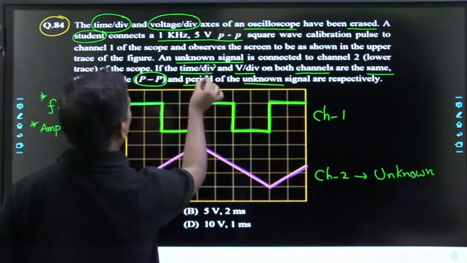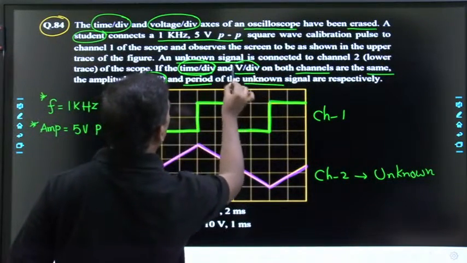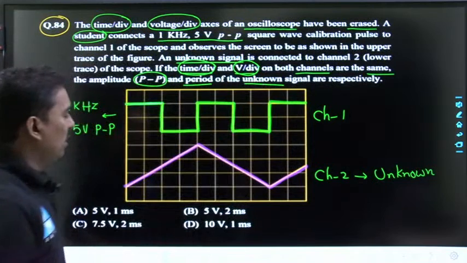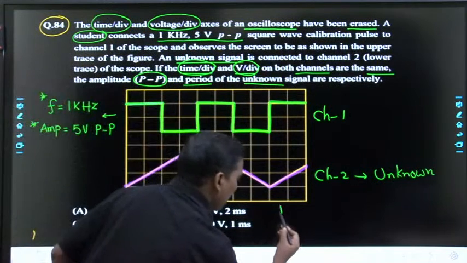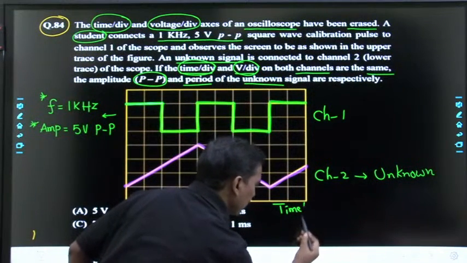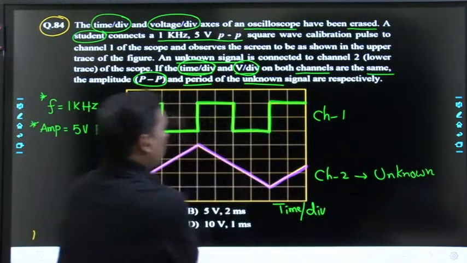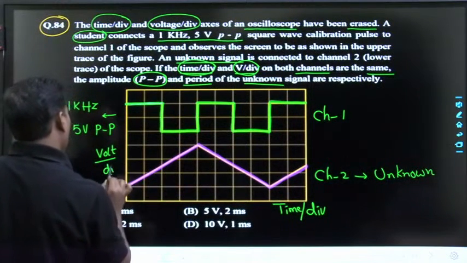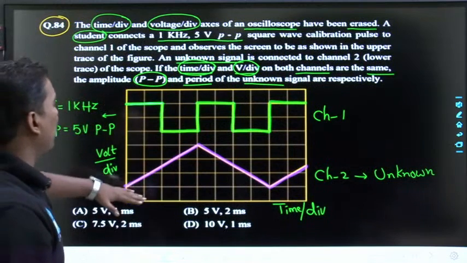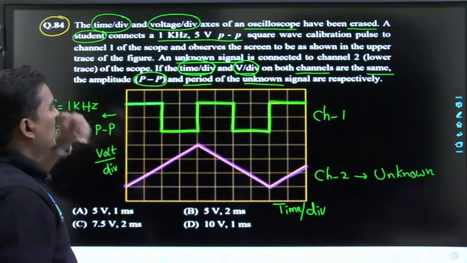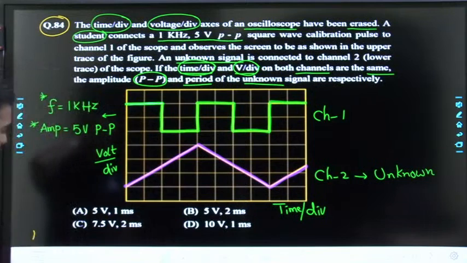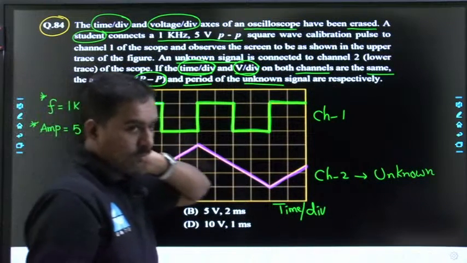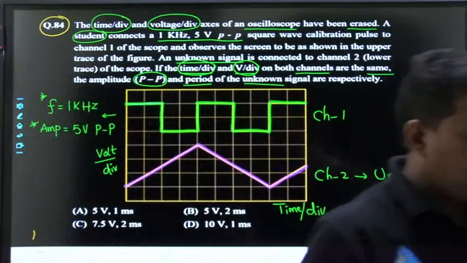Quickly tell me, I need time per division and volt per division. So the x-axis will have time per division. The y-axis will have volt per division. So if the time per division and volt per division of above and below are the same, then what is the correct answer? Quickly tell me. I am waiting for your answer.